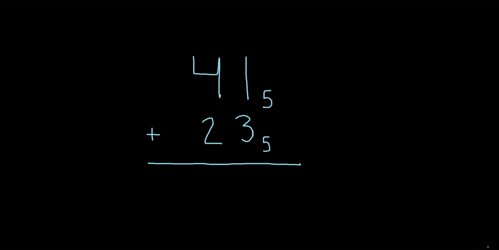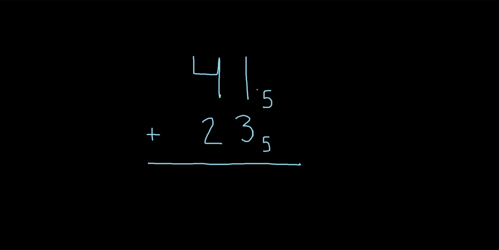In this video, we will talk about how to add numbers in base 5. So I have 3 examples for us to work through here. Let's check out the first one. Let's say we have 41 plus 23. I've written a little 5 next to each value to indicate that it's in base 5. So how can we perform this addition?